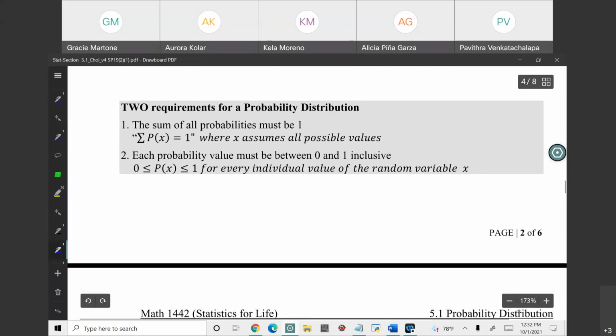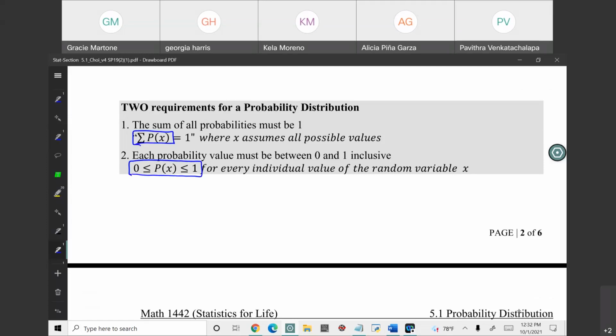Okay. Now, what are the requirements for a probability distribution? If you want to classify something as a probability distribution, then what is the requirement it has to satisfy? There are only two requirements. That is, the summation of P of X must be equal to 1. And the second rule is the P of X values must lie between 0 and 1. So this we already studied.